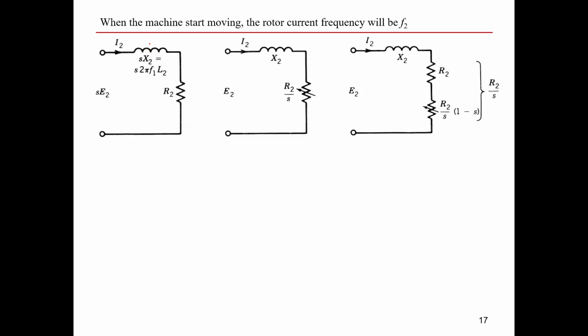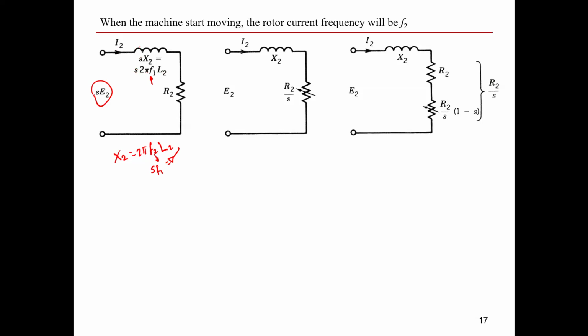Why? Because you know that if we relate to the frequency, X2 should be 2 pi F2 times L2. And F2 is S times F1. So we can say it equals S times 2 pi F1 L2. So we are going to consider that all reactances are a function of frequency F1, so we would multiply here times S. And the same is also for the induced volt during motion.